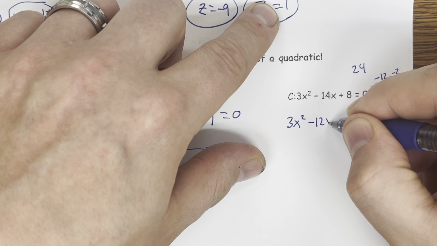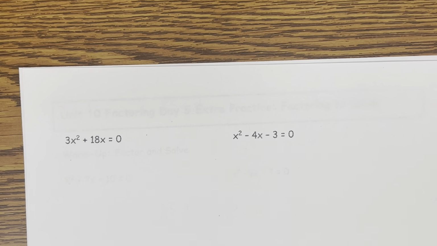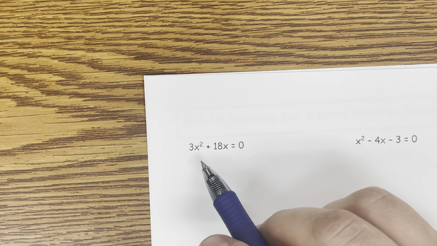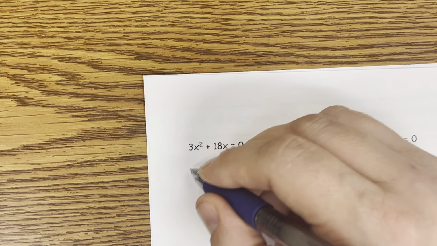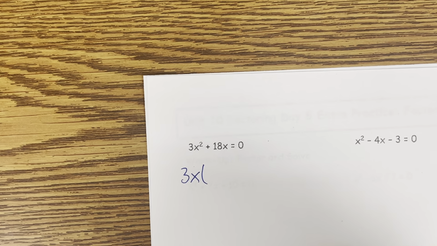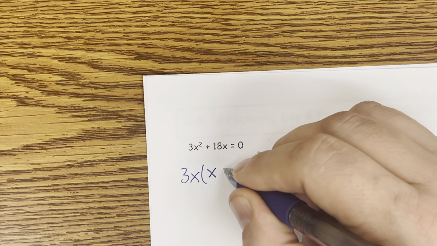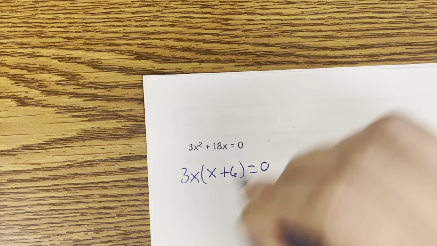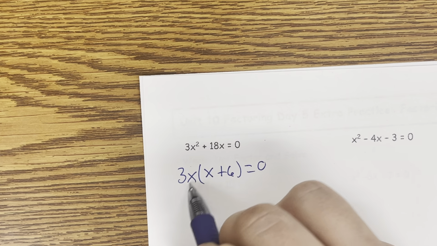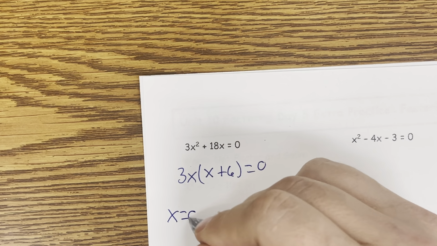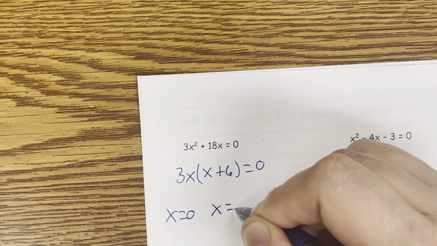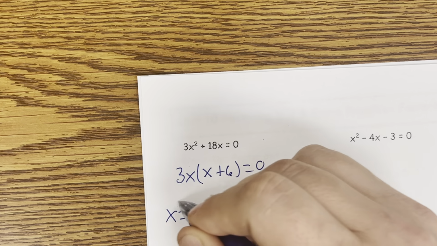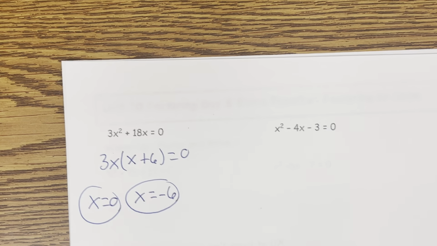All right. So we're doing a few more of these. Let's see. It's equal to 0. Is there a GCF? Yes, there is. 3x. Left inside would be x plus 6. Still equals 0. First solution, outer term, x equals 0, because 3 times 0 is 0. The other solution, x equals negative 6 inside the parentheses. Negative 6 plus 6 is 0.